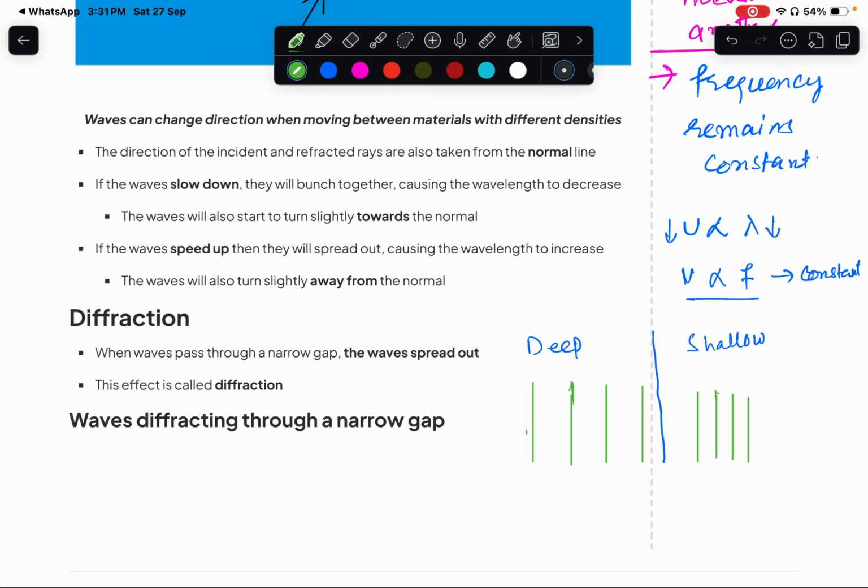Now, what is the wavelength over here? A wavelength is the distance between two wavefronts, right? And look at this distance. Obviously this distance over here is smaller than this distance in the deep region. Like I said, the wavelength is decreasing. Let's suppose we give some values: the wavelength over here is 2 meter, and once it enters into the shallow region, it becomes 1 meter.